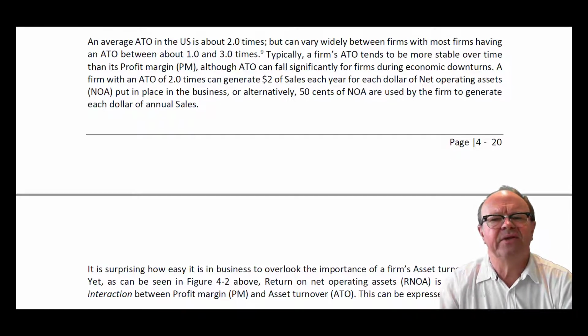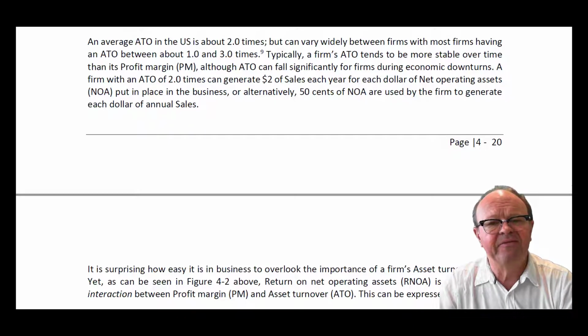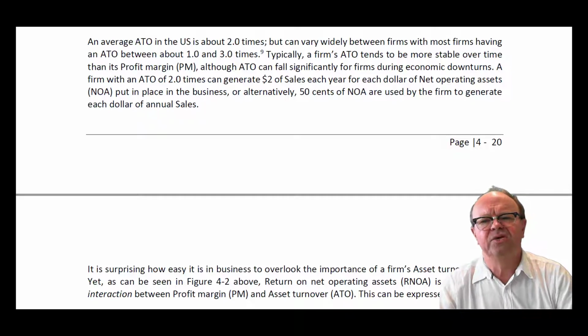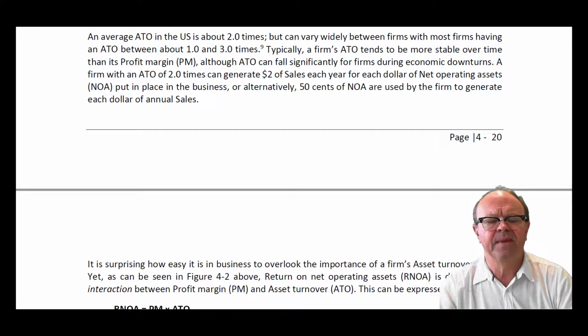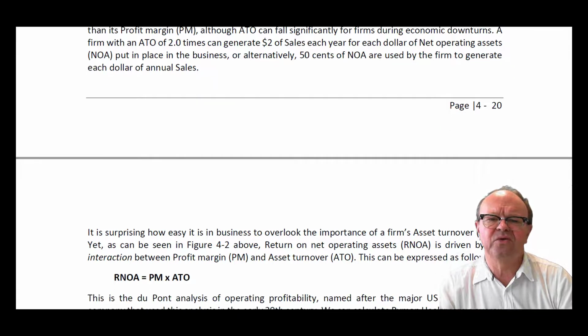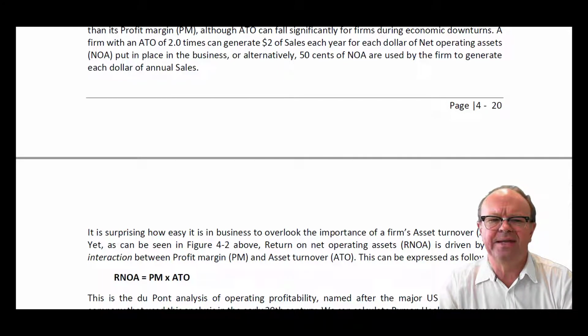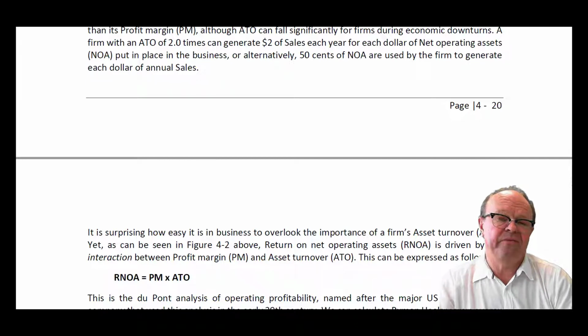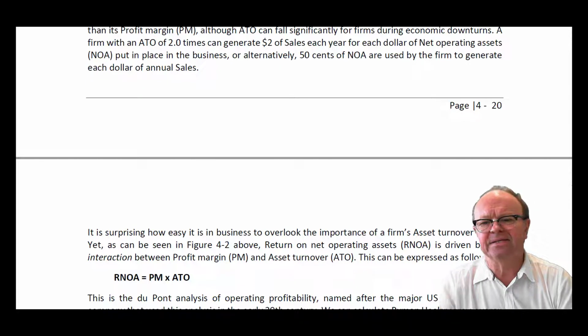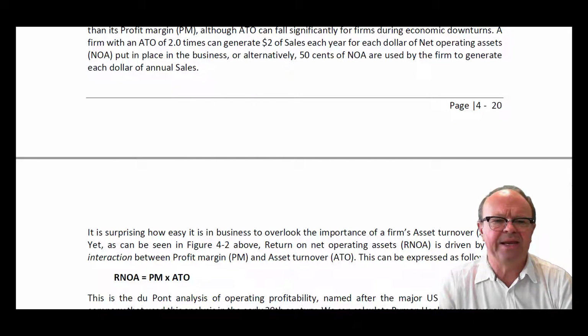Typically, a firm's asset turnover tends to be more stable over time than its profit margin, PM, although asset turnover can fall significantly for firms during economic downturns. A firm with an asset turnover of 2.0 times can generate $2 of sales each year for each dollar of net operating assets (NOA) put in place in the business. Or alternatively, 50 cents of net operating assets are used by the firm to generate each dollar of annual sales.